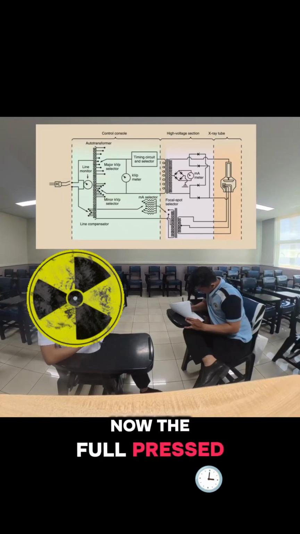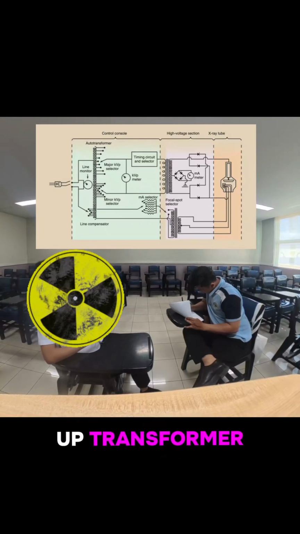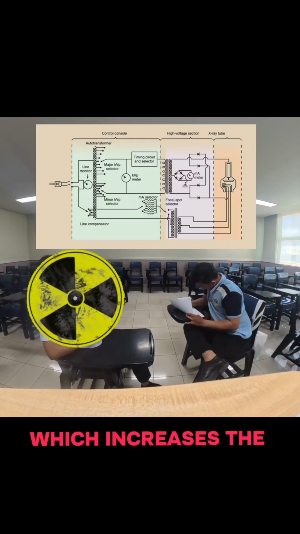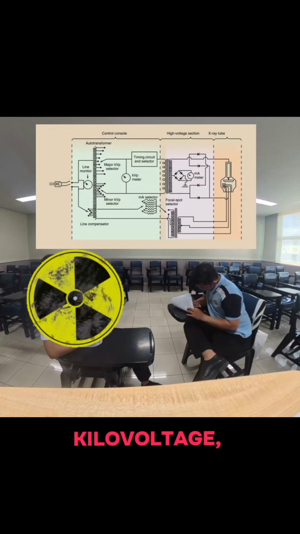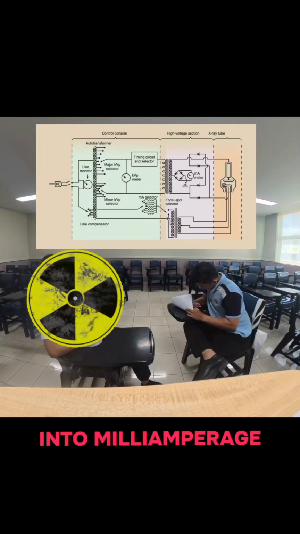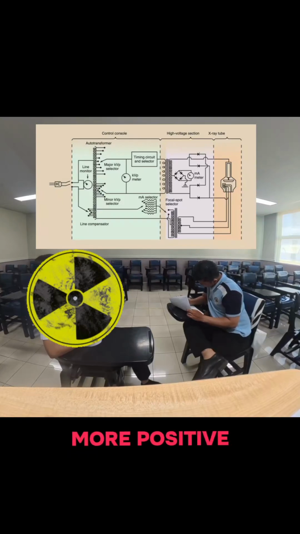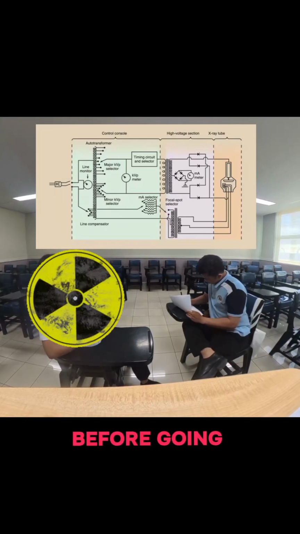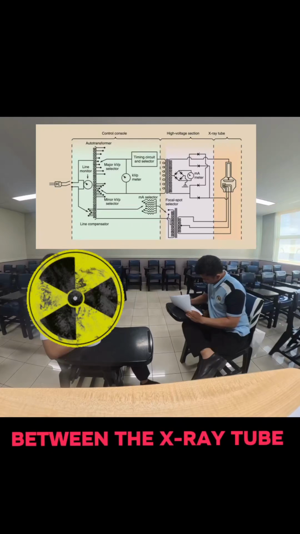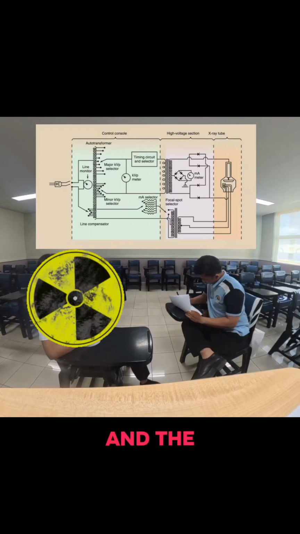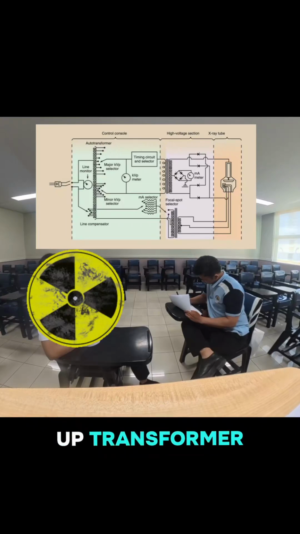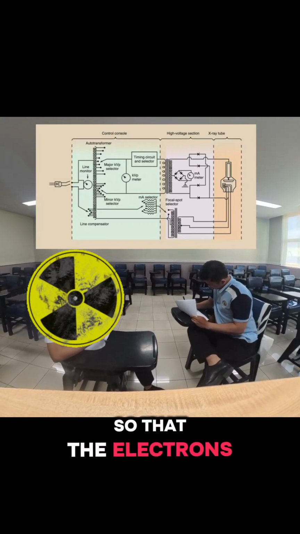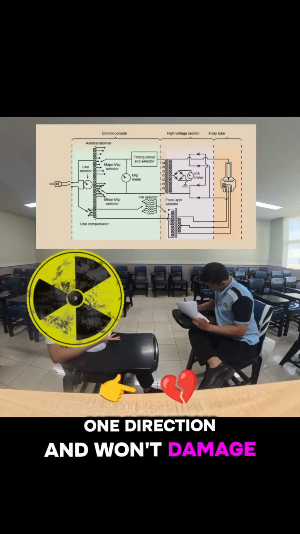The full press activates the step-up transformer, which increases the voltage into kilovoltage and the amperage into milliamperage, which creates a more positive anode attracting the electrons from the cathode. Before it goes to the anode, it goes through the rectifier, located between the X-ray tube and the secondary winding of the step-up transformer, which converts the alternating current AC into direct current DC so that the electrons flow in only one direction and won't damage the tube.